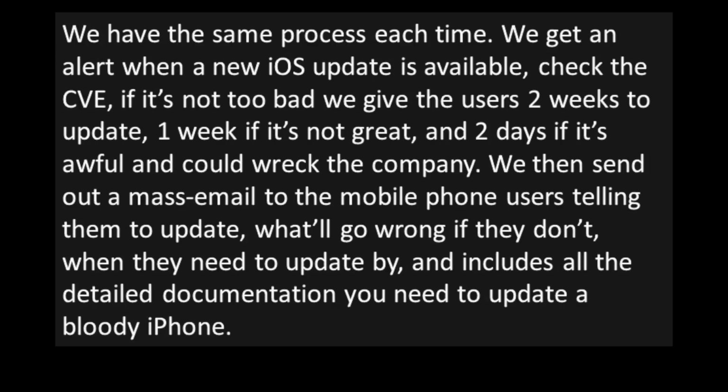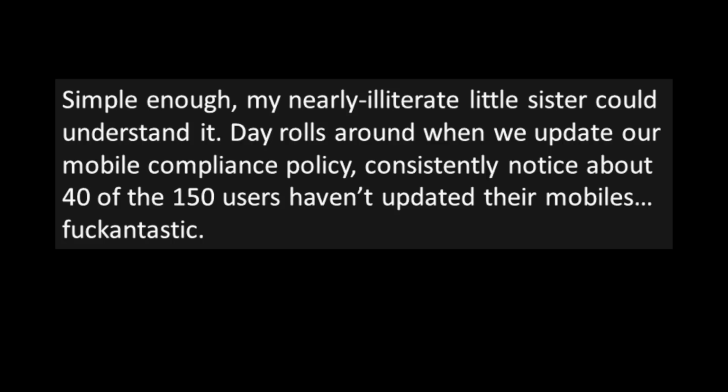We have the same process each time. We get an alert when a new iOS update is available. Check the CVE. If it's not too bad, we give the users 2 weeks to update, 1 week if it's not great, and 2 days if it's awful and could wreck the company. We then send out a mass email to the mobile phone users telling them to update, what'll go wrong if they don't, and when they need to update by, and that includes all the detailed documentation you need to update a bloody iPhone. Simple enough, my nearly illiterate little sister could understand it.